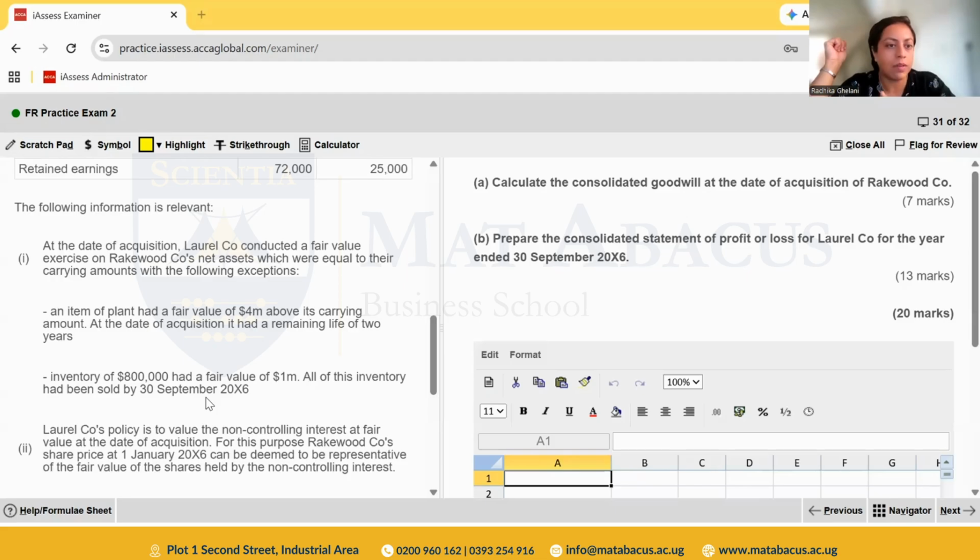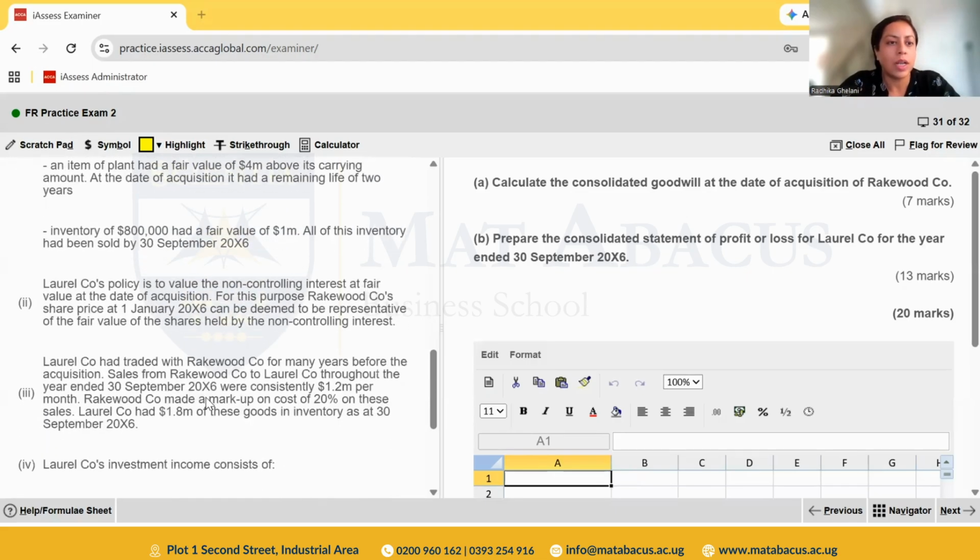The next thing is that inventory of 800,000 had a fair value of 1 million. All of this inventory had been sold by 30th September 2016. So another fair value adjustment for us to do. So 200,000, the difference. They've included it at 800, but it should have been at fair value of 1 million. So another fair value adjustment that we're going to do is the 200,000 excess, okay?